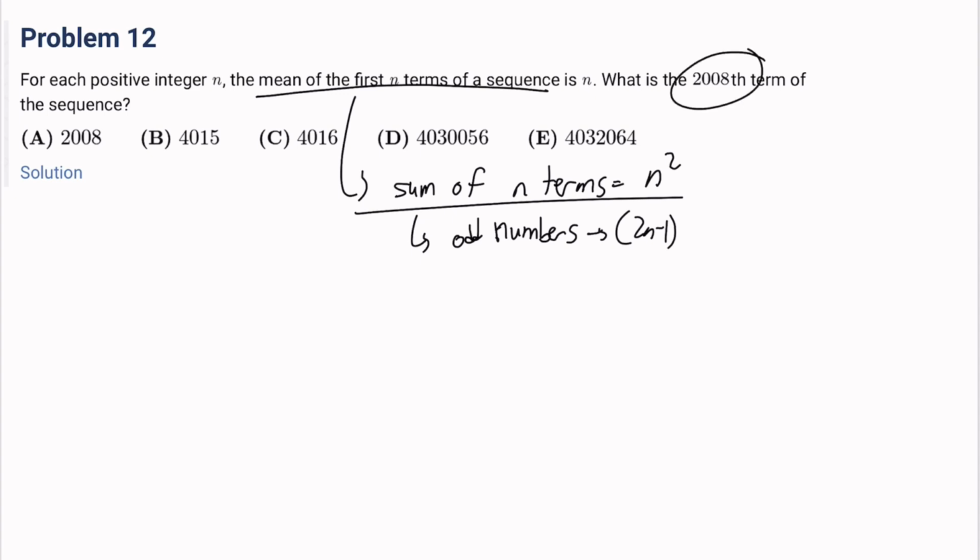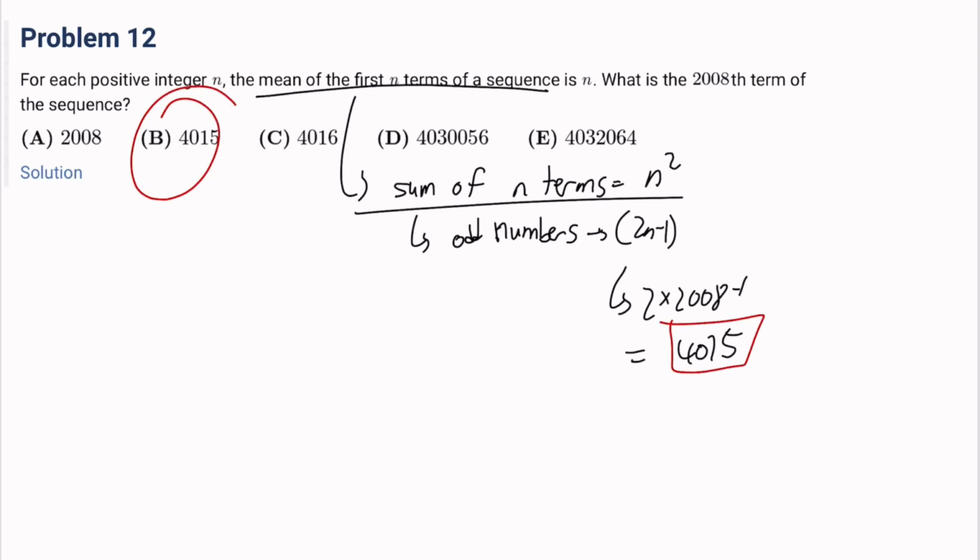And so what is the 2008th term? We just plug 2008 into n. So 2 times 2008 minus 1 equals 4016 minus 1, which is 4015, right? So 4015 is our answer, it's B.